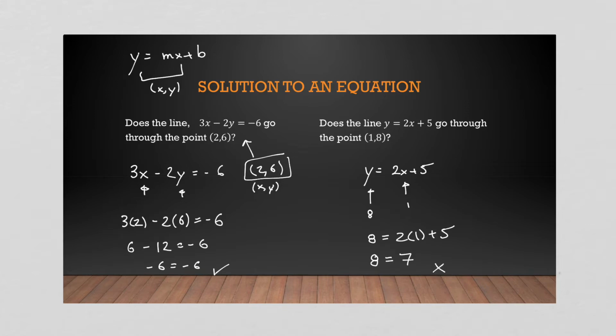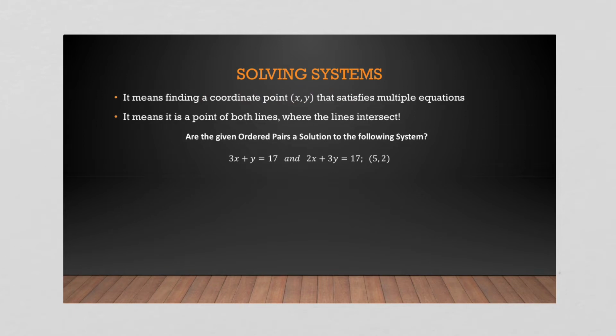But when we get to a system, that means multiple lines. In our case, we're going to be talking about 2 lines, so we have to try both. You can see we have one line given here and one line given here. The question is, do they both go through that point? If they do, that would be their, wait for it, intersection point, where the 2 lines intersect.